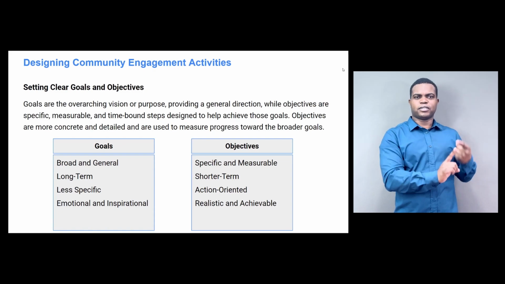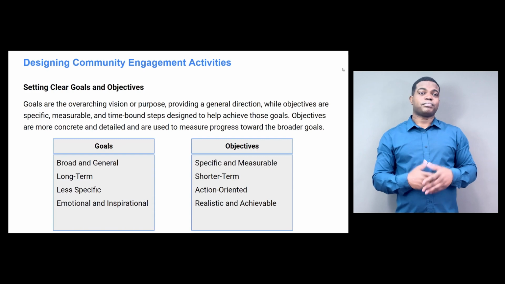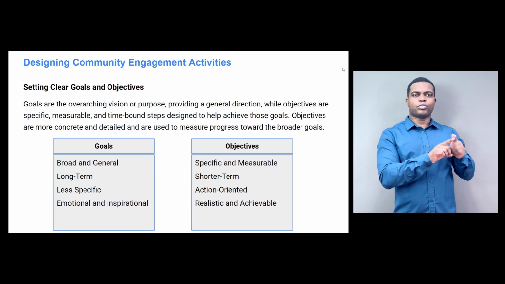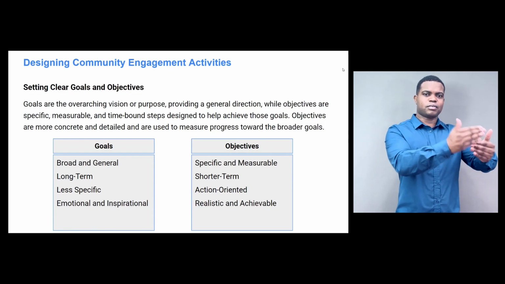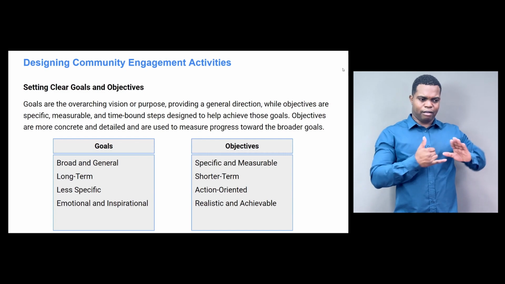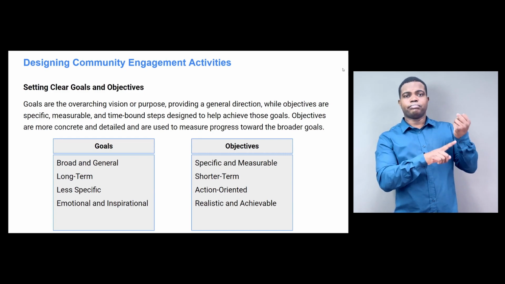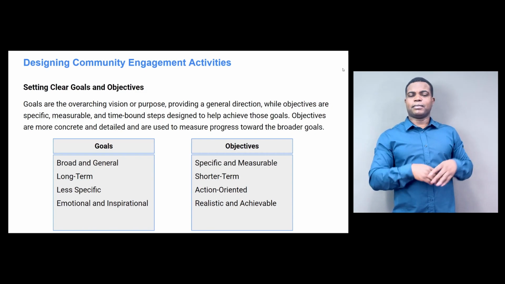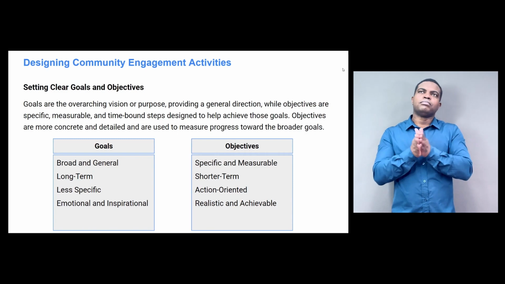They are also action-oriented. So objectives are action-focused and they describe the precise steps or actions that are needed to achieve a goal. Lastly, objectives are realistic and achievable. So objectives are set with a realistic expectation of accomplishment.